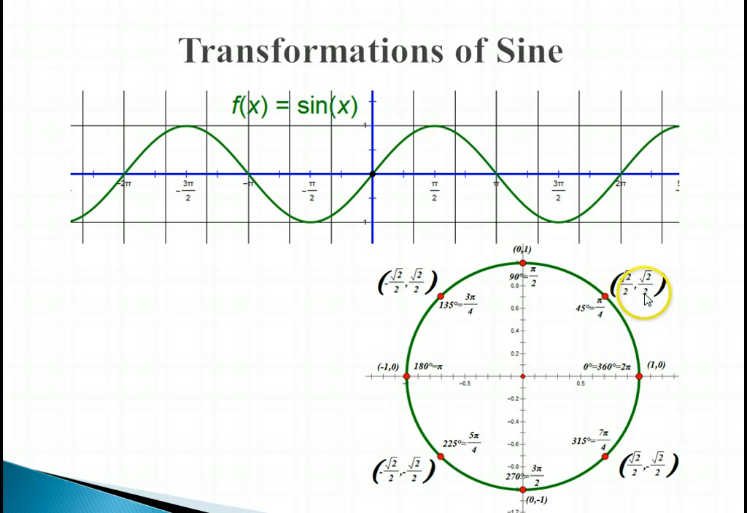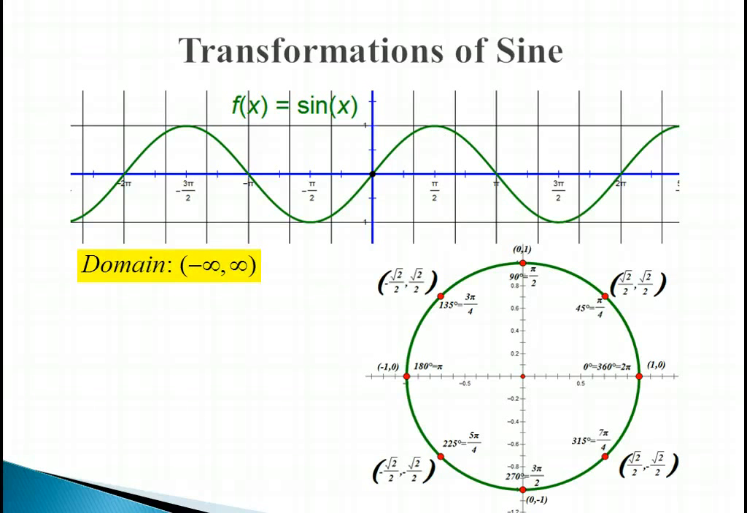The sine of pi over 4 is square root of 2 over 2, which is approximately 0.7, so it would be in here somewhere. And then so on for pi over 2, we have the ordered pair (0, 1), so our output for sine, or our ratio for the sine of pi over 2, is 1.